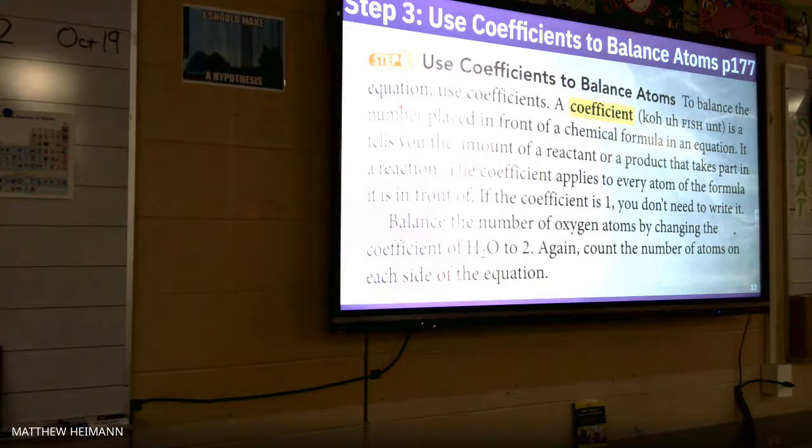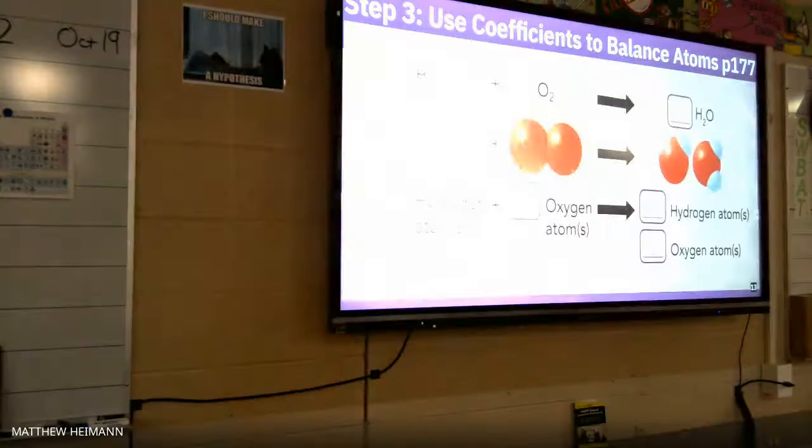To balance equations, use coefficients. A coefficient is a number placed in front of a chemical formula in an equation. It tells you the amount of a reactant or a product that takes part in a reaction. The coefficient applies to every atom in the formula it is in front of. If the coefficient is 1, you do not need to write it. Balance the number of oxygen atoms by changing the coefficient of H2O to 2, and again count the number of atoms on each side of the equation.